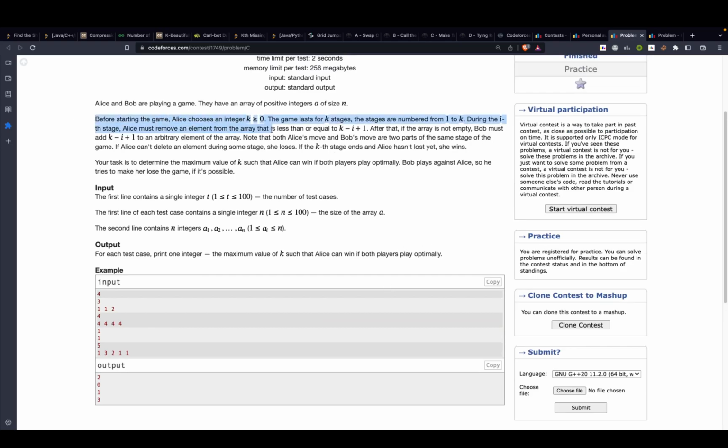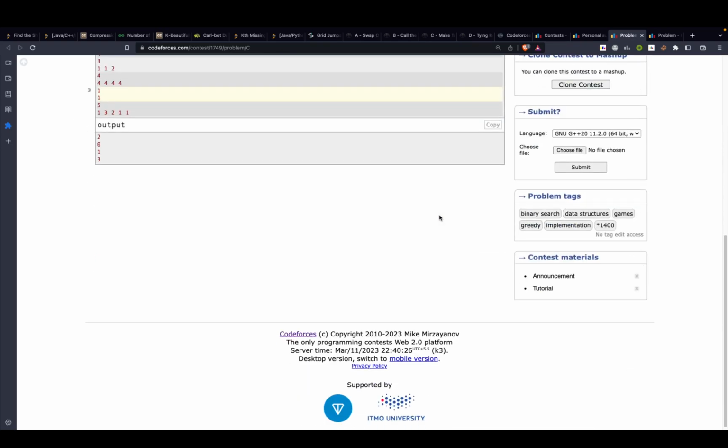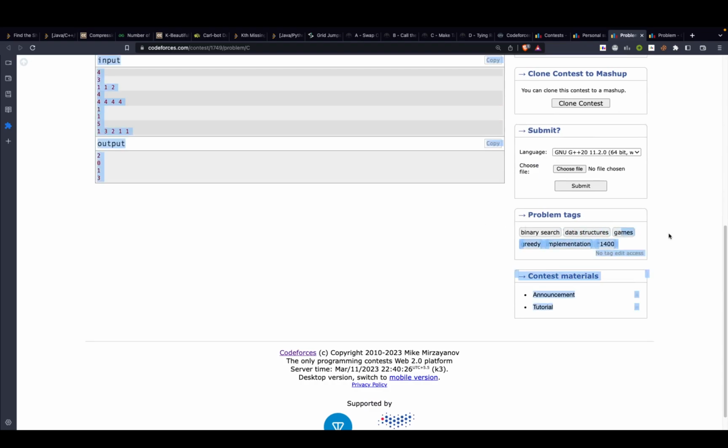Now okay, I haven't solved this problem, but if you see the tags, right, just going by the tag, it's a binary search problem.